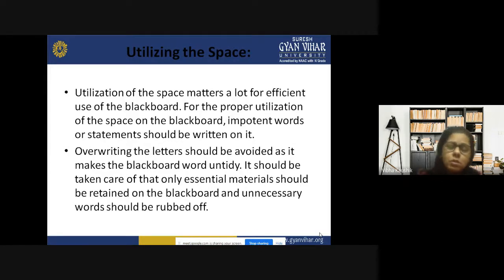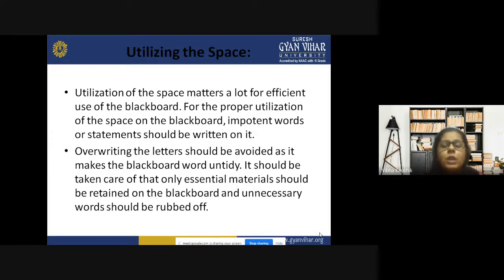Utilizing the space. How you are utilizing the whole space of the blackboard is very necessary training, and it is an important feature when we are discussing the efficiency of the teacher while using the blackboard. Utilization of the space matters a lot for efficient use of the blackboard.